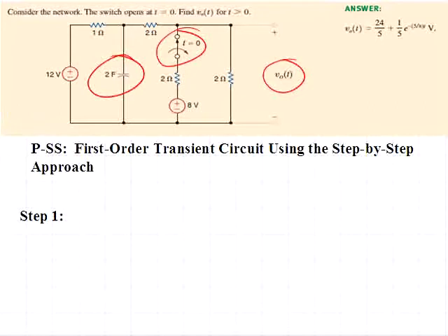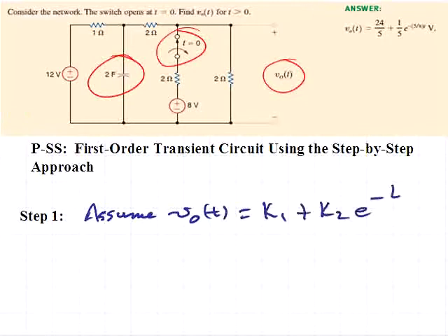The problem solving strategy will be that of first order transient circuit solution using the step-by-step approach. So step 1 is to assume that the desired voltage VO of t is of the form K1 plus K2 e to the minus t over tau, where K1, K2, and tau will be determined in our next steps in this process.